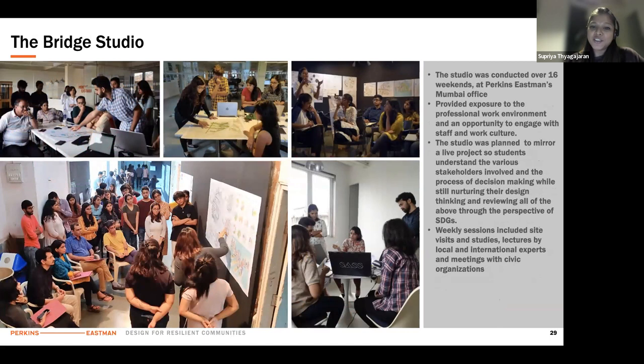The studio began in June 2018. It was conducted over 16 weekends at Perkins Eastman's Mumbai office, giving students an exposure to the professional work environment, an opportunity to engage with some of our colleagues and immerse in our work culture. We had planned the studio to mirror a live project so students understand the various stakeholders involved and the process of decision making while still nurturing their design thinking, but reviewing all of this through perspectives of SDGs. Weekly sessions included site visits and studies, lectures by local and international experts, and meetings with civic organizations. These are all pictures on the slide from our studio, from college, and some interactions that we've had with outside jurors. Next, please.